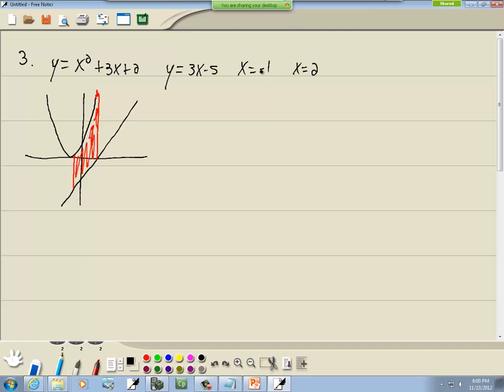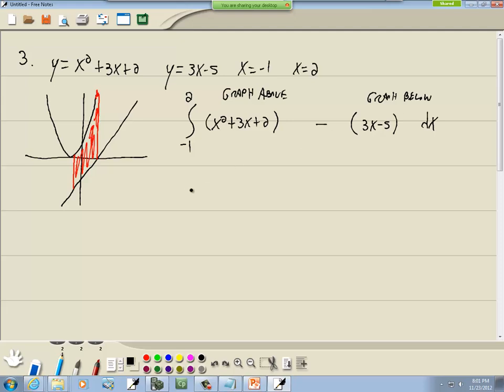Well, it's a lot easier when they give you the x values like this. You don't have to find your points of intersection. It's going to go from negative 1 to 2. The only thing you have to determine is which one's above and which one's below. So this is going to go from negative 1 to 2. Obviously, this curved one, our x squared, is above this. So our graph above, and then our graph below. So this is going to be x squared plus 3x plus 2 minus our graph that's below, which is 3x minus 5 dx.